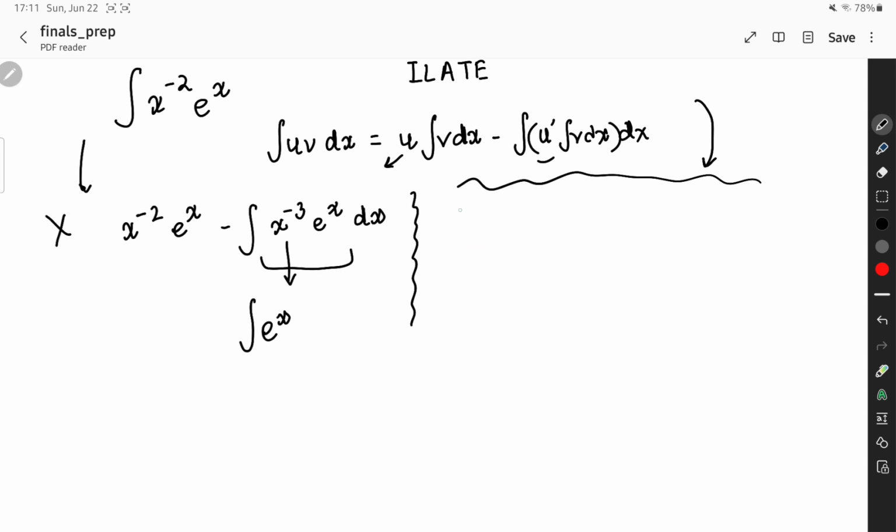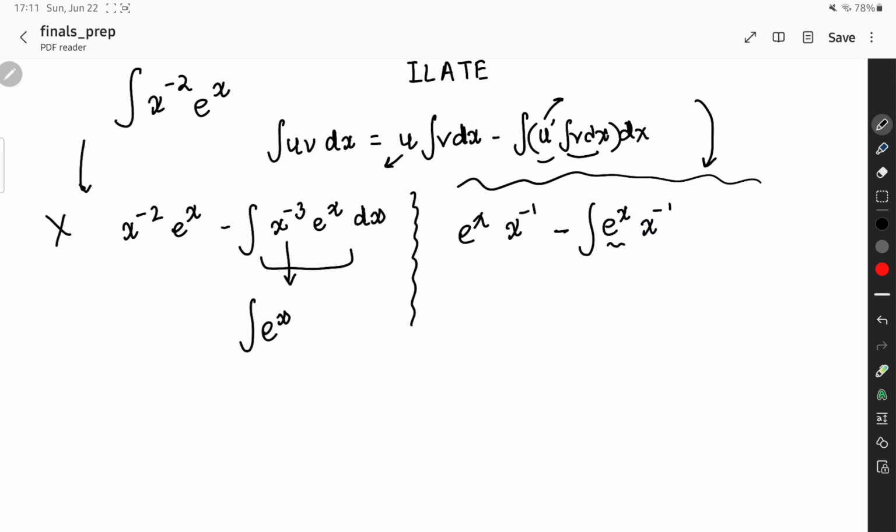Let's try keeping that as the first one. So e to the power x would be unchanged, and then there would be the integral of this. Now the integral of x to the power minus 2 would give x to the power minus 1, and there would be a minus 1 in the denominator. I'm not caring about the constants right now. e to the power x would be differentiated, and there would be e to the power x over here, and the second term is an integral of x to the power minus 1.